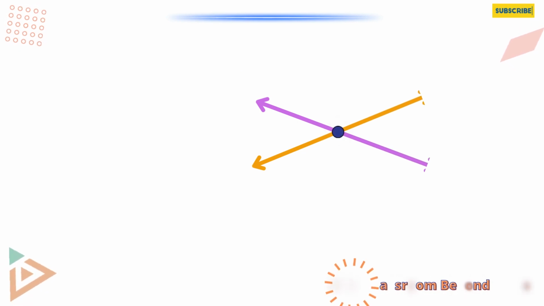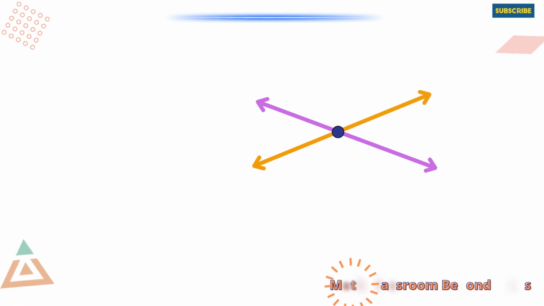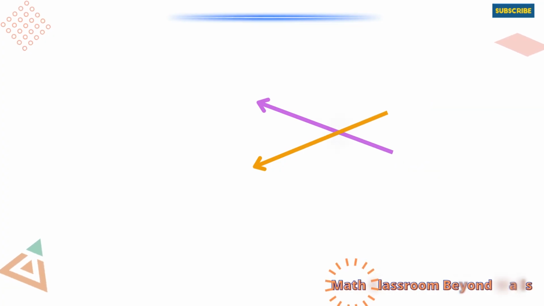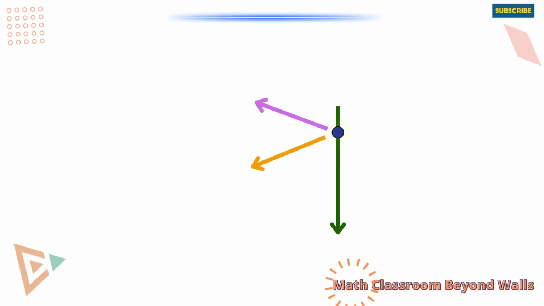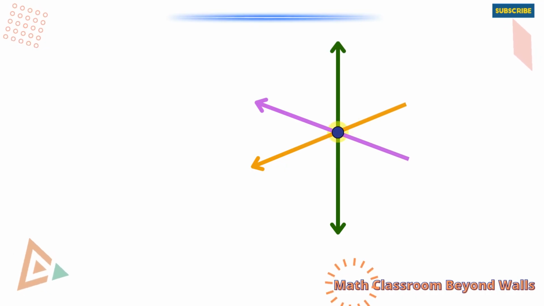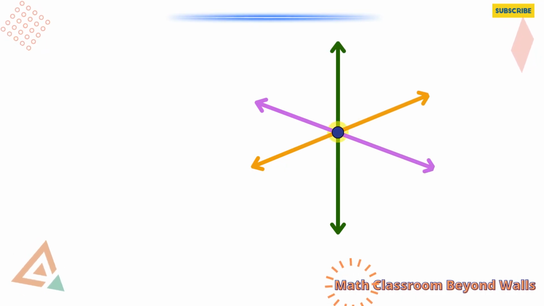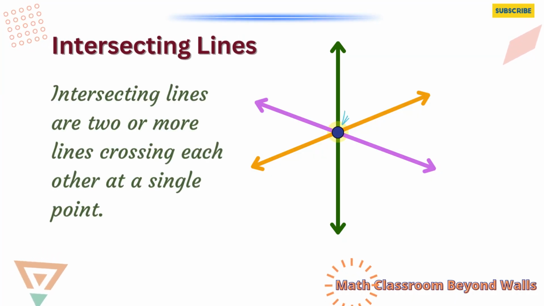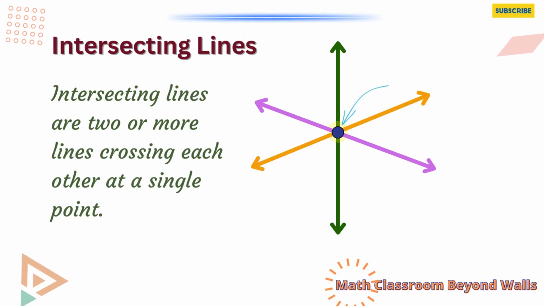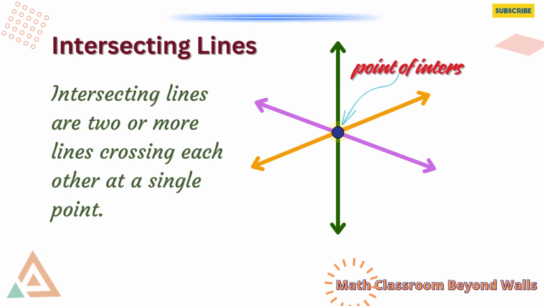Let us start with these, learners. What did you just see? You're correct, lines crossed each other. As shown here, 2 and then 3 lines crossed at a single point. These lines crossing each other at a single point are called intersecting lines. And the single point where they intersect is the point of intersection.